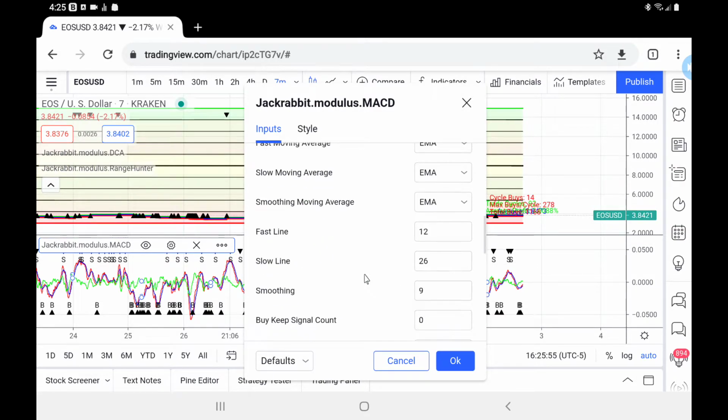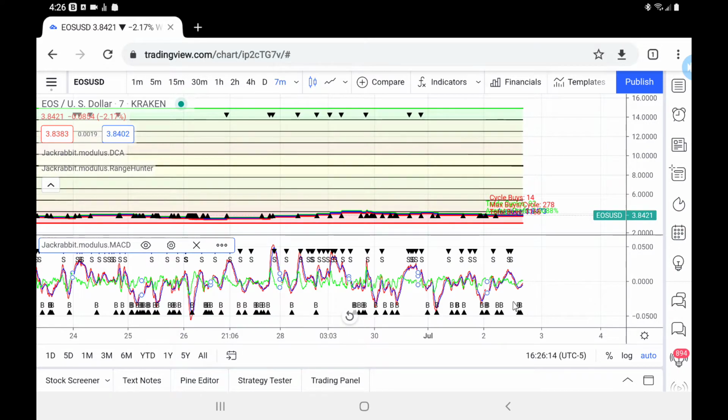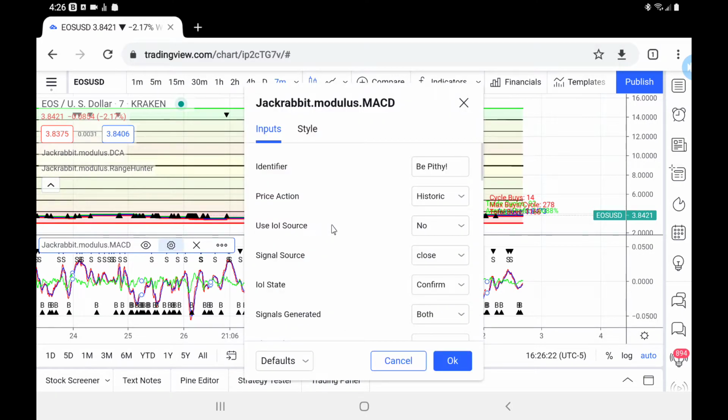Okay, now I'm going to make this slightly aggressive in using prime numbers. You don't have to do this. I just prefer it as part of my process. So there is MACD, buying and selling. So now let's link it into Range Hunter.